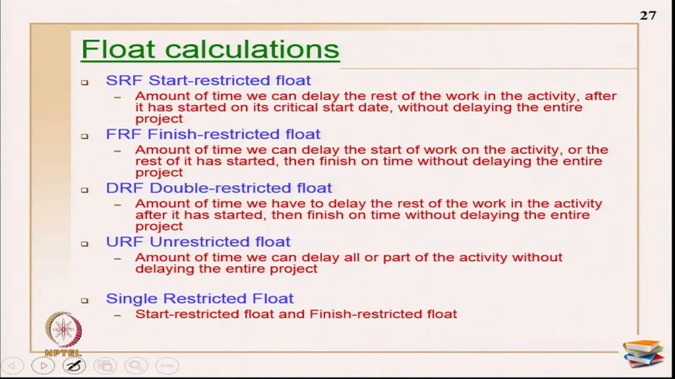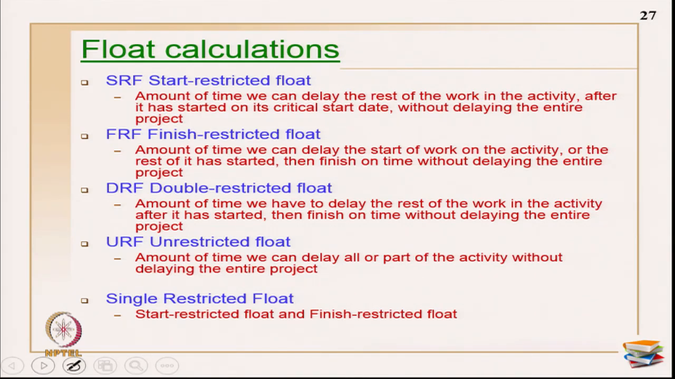It is the amount of time we can delay the start of work on the activity, or the rest of it after it has started, and then finish on time without delaying the entire project. Here, for example, if FRF is 0, it implies the activity is finish critical. If SRF is 0, it implies the start of the activity is critical. Okay. DRF, double restricted float, is the amount of time we can delay the rest of the work in the activity after it has started, and then finish on time without delaying the entire project. Here the start is critical, the finish is critical, and the activity as such is not critical.